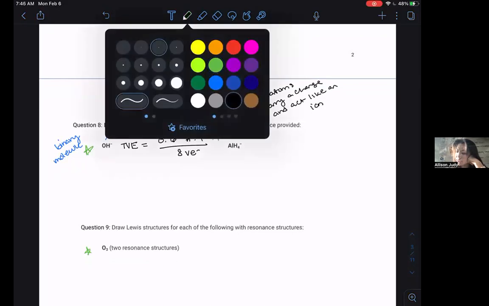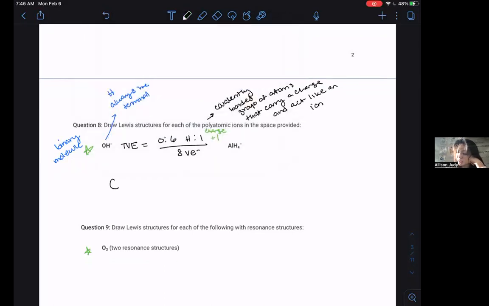So what we do is draw out a skeleton. Well, we don't really have a real central atom, so we're just going to say the center of the bond is the central. We have hydrogen as terminal and our oxygen, and that has already used up 2 electrons. So we have 6 valence electrons left after drawing that bare minimum skeleton. And then we fill in our octet.